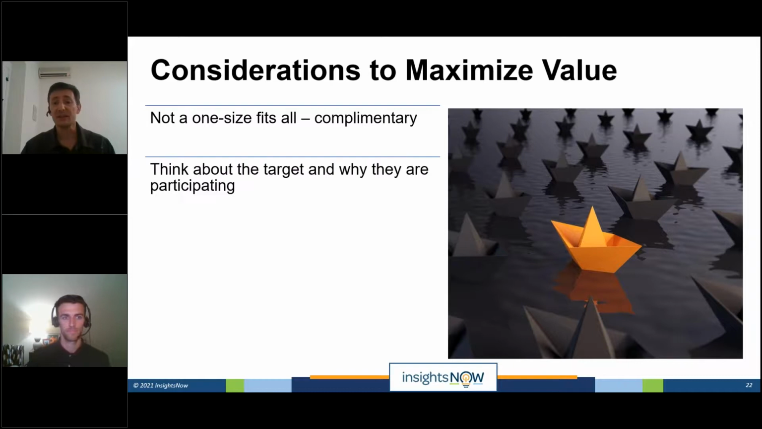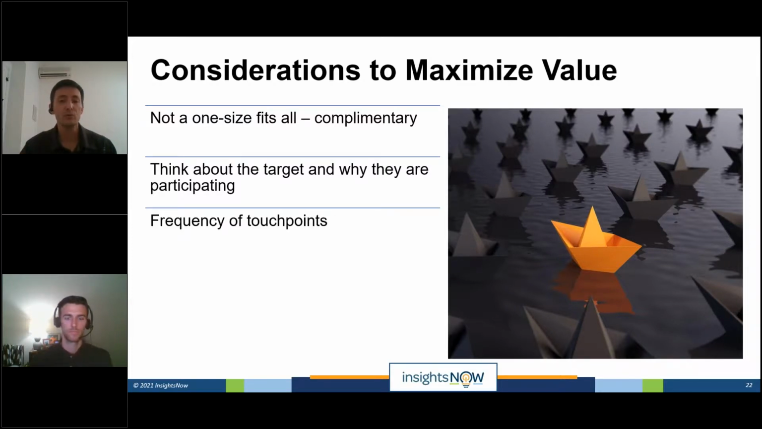Okay. Second, think about the target and why they're participating. Like we talked about incentivizing, whether it's passion oriented, what is really engaging them? Is there a social construct that you need to put in? Then it's actually that social discussion that you're most interested in. If that's what drives them, you've got to make sure that when you're recruiting people, you're recruiting people that like to talk and like to get to know other people.